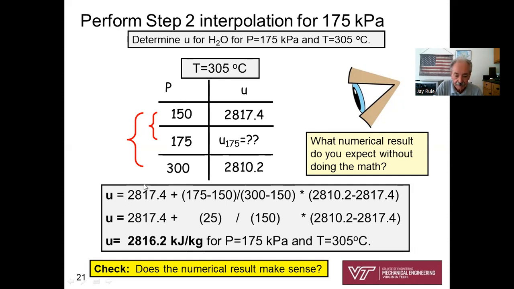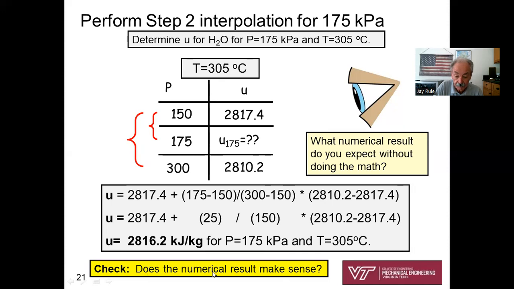U is, well, it's at least this much. We're going to end up subtracting a number by a proportion. This little proportion, 175 minus 150, divided by 300 minus 150, that's my proportion, okay? That's going to be some fraction, times the difference, 2810 minus 2817. So look at that. That's going to be a negative number, isn't it? And so we're going to have a proportion times a negative number. We're going to end up subtracting numerically from 2817. And I've got 2816.2 kilojoules per kilogram for U for that pressure of 175, temperature 305.